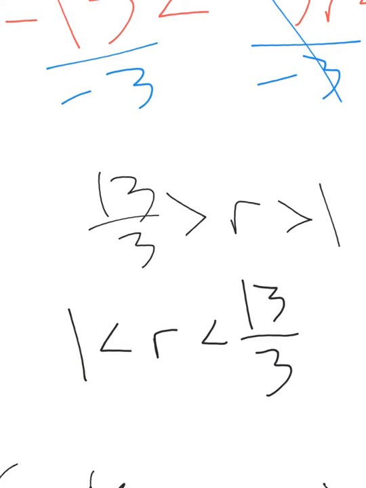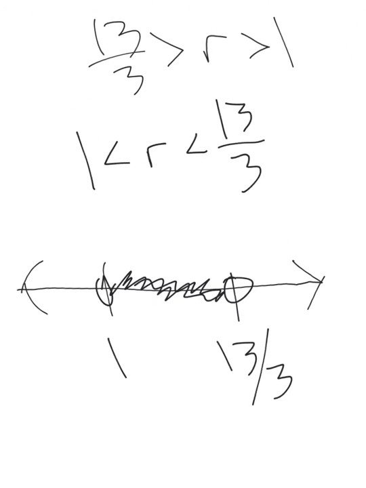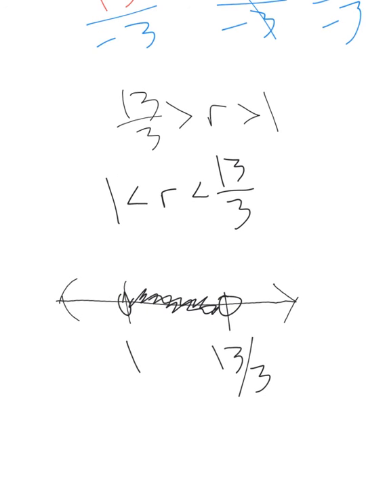The reason why I had to flip it like that is because 1 is a smaller number than 13 over 3. So you have to put the smallest number on the left and the biggest number on the right. So dividing by a negative, you flip basically everything. If you think about it, you flip the signs, but then you flip the order. So the graph is pretty normal now. You shade in the middle because they're both pointing to the left, and open circles because the inequality symbol is not underlined. All right, let's look at number 9.